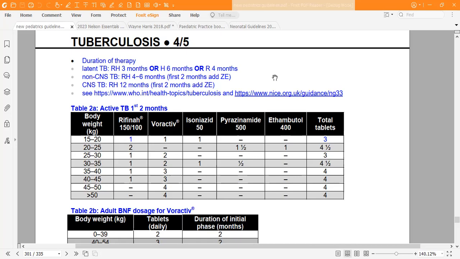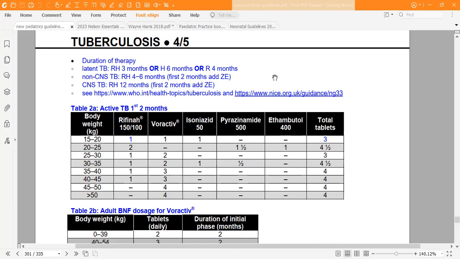So again, the duration of therapy: if you have latent TB, he will start rifampicin isoniazid for 3 months, or only isoniazid for 6 months, or only rifampicin for 4 months. If he has no CNS symptoms, he will take rifampicin isoniazid for 4 to 6 months, with pyrazinamide and ethambutol in the first 2 months. If he has CNS symptoms, he will take RH for 12 months. First 2 months will add pyrazinamide, ethambutol.